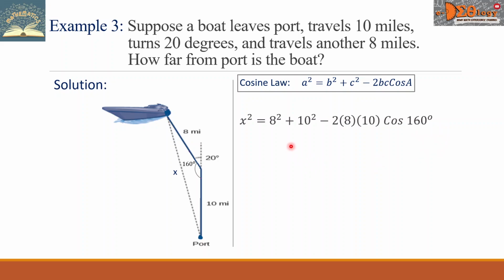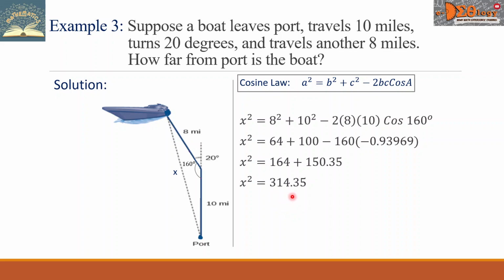Let us now simplify. 8 squared is 64, 10 squared is 100. Then we get the product 2 times 8 times 10, that is 160. The cosine 160 degrees is negative 0.93969. Now we combine this 64 plus 100. We have 164. We multiply the negative 160 by negative decimal. We have the value positive 150.35. The sum of the right side is 314.35. We get the value of x squared.